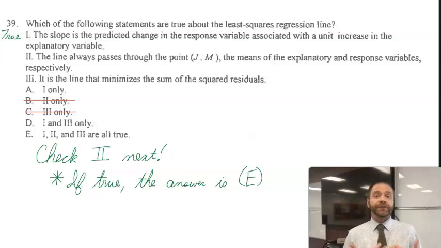I'm going to check Roman numeral 2 next. Not because it's next numerically, but because if that's true, I'm guaranteed E is my answer. If it's not true, then I know D is my answer. So I'm going to check Roman numeral 2.